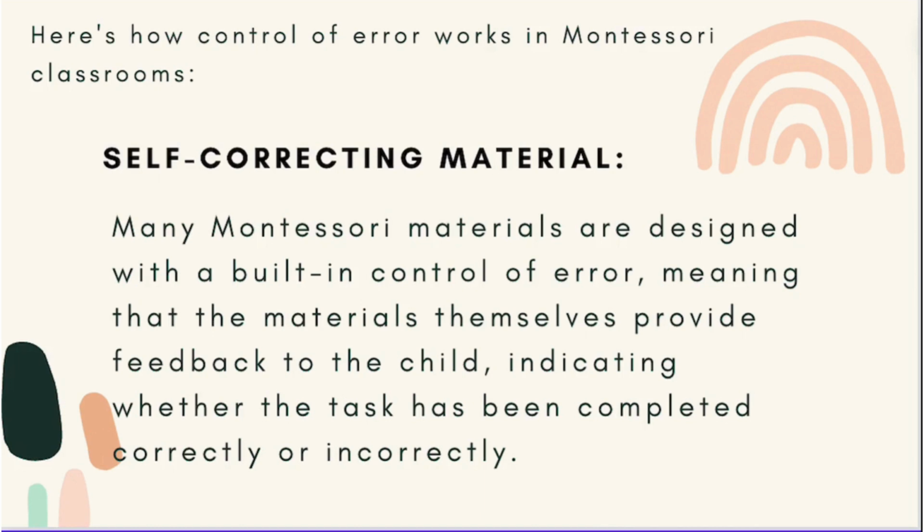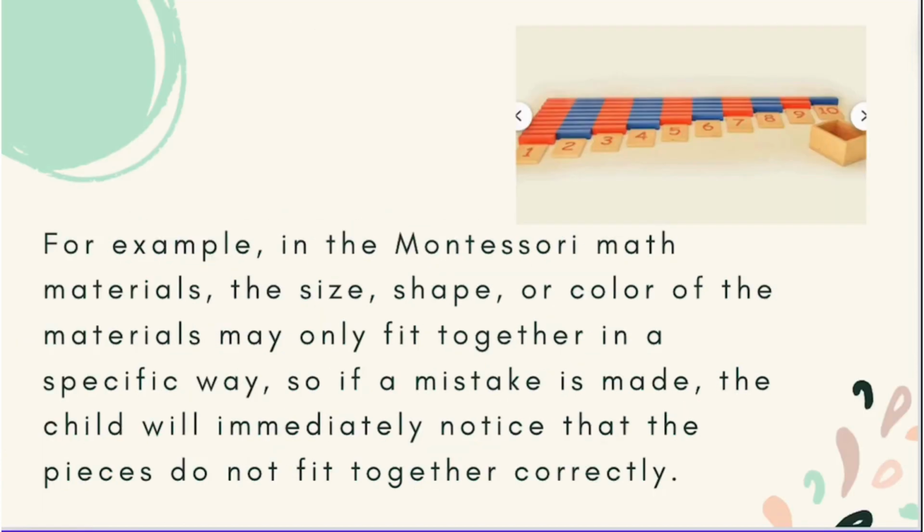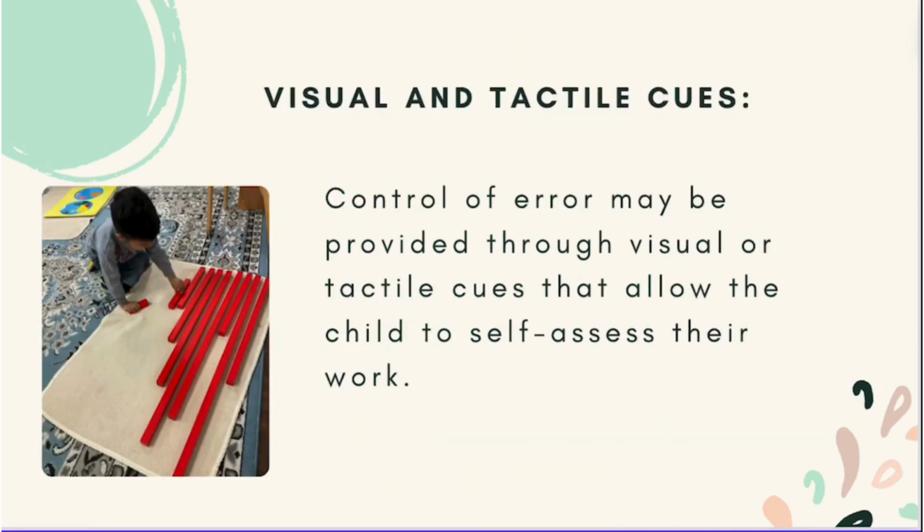Self-correcting materials. Many Montessori materials are designed with a built-in control of error, meaning that the materials themselves provide feedback to the child, indicating whether the task has been completed correctly or incorrectly. For example, in the Montessori math materials, the size, shape, or color of the materials may only fit together in a specific way, so if a mistake is made, the child will immediately notice that the pieces do not fit together correctly.